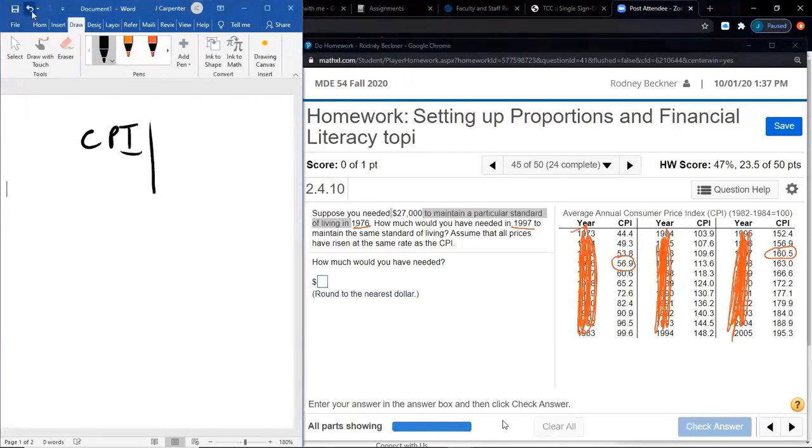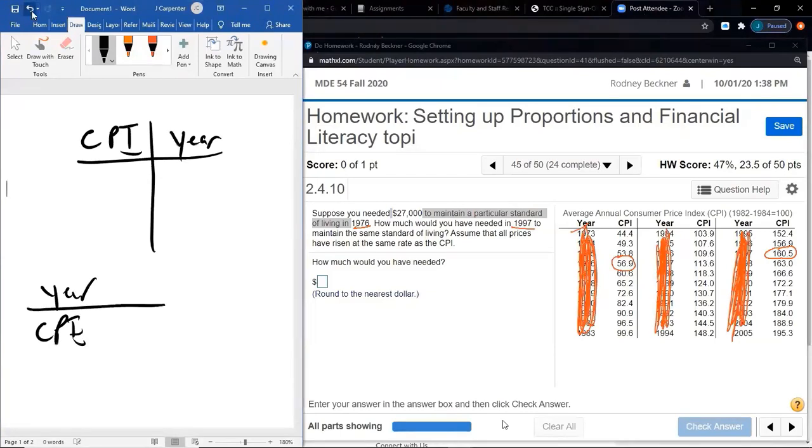And then another column for the year. Does the year column have to go to the right of CPI? No, I could swap these. It doesn't matter. You just have to keep the scenarios next to each other or on top of each other. I could also do year this way and CPI this.